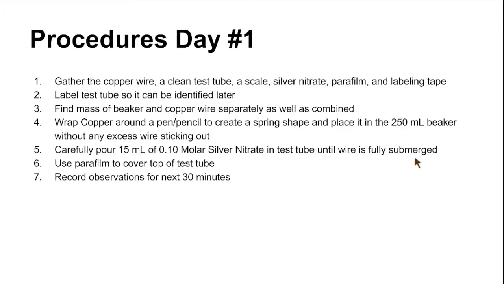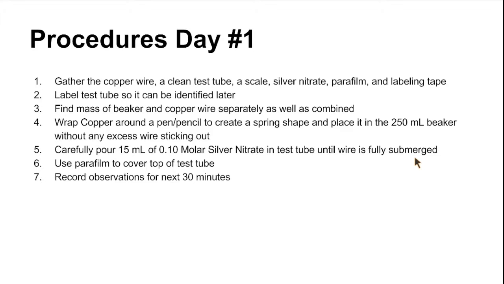To start off, you're going to want to gather your materials, which include a copper wire, a clean test tube, a scale, silver nitrate, parafilm, and some labeling tape. After that, label your test tube so you can identify it later. Next, find the mass of the beaker and the copper wire separately as well as combined. After that, wrap your copper around your pen or pencil to create a spring or coil shape and place it into the 250 milliliter beaker without any excess wire sticking out.